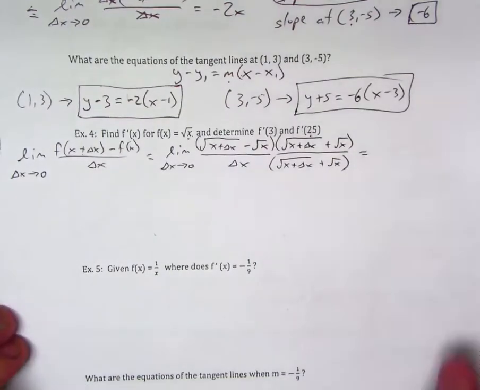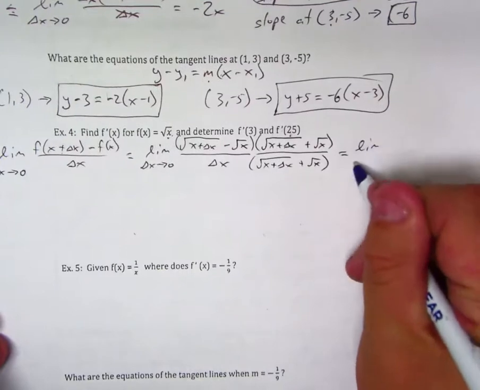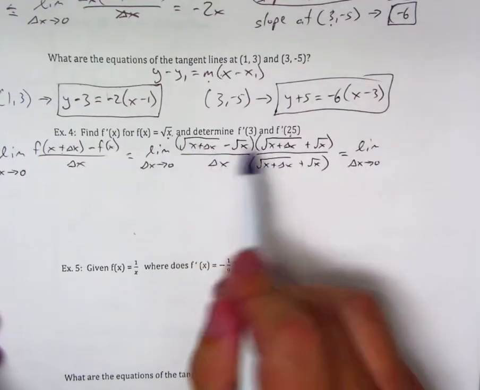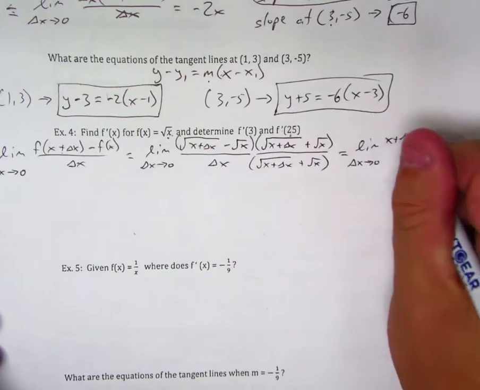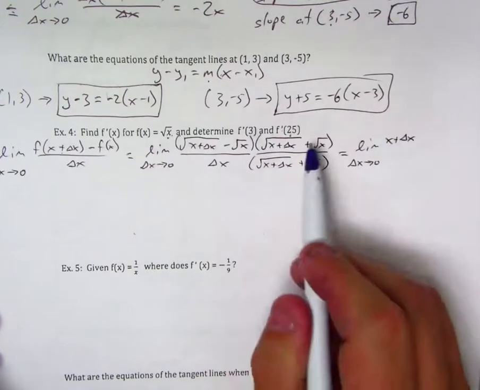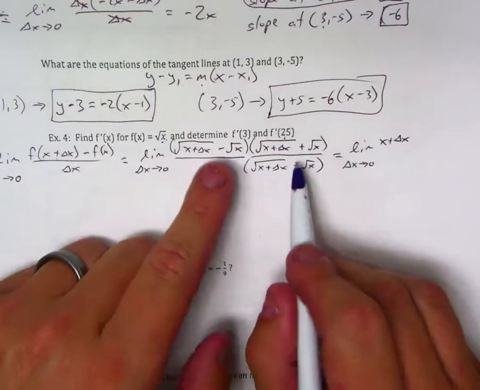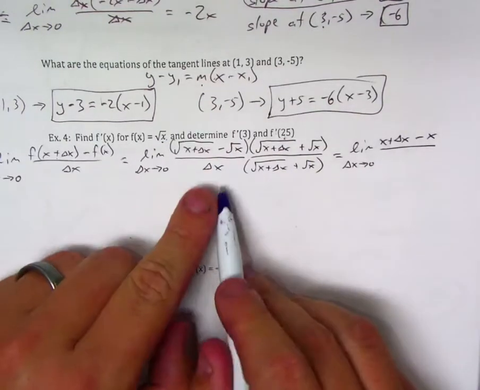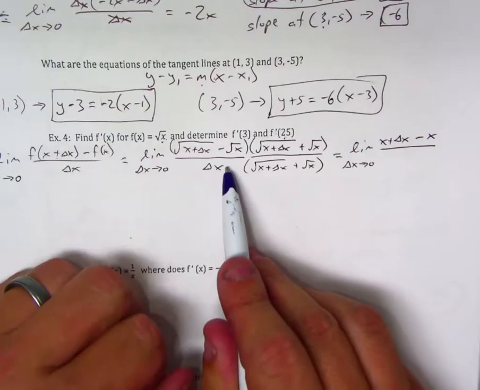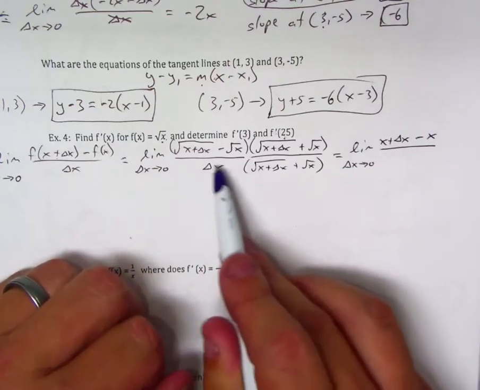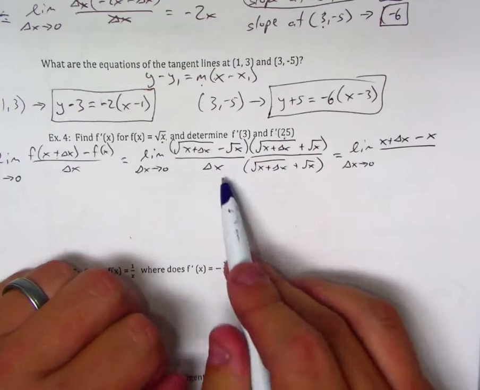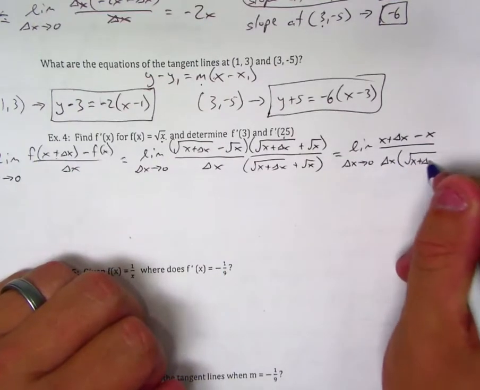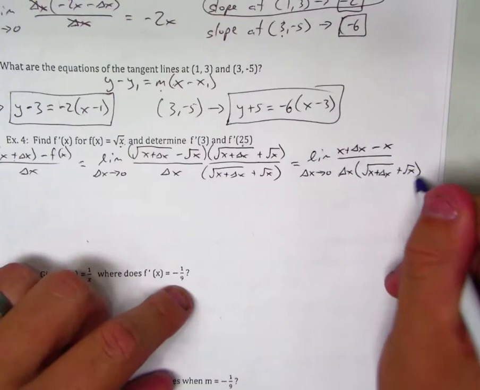Let's multiply. So we have the limit as delta x approaches 0. Let's FOIL the top. So when we multiply the square roots together, you just get x plus delta x. The outer and inner terms are going to cancel. That's the whole point. And then you have minus x. We aren't going to distribute on bottom because understand what the problem is. The problem is this delta x here. We need it to go away. That's what's causing our 0 in the denominator. So leave it separate. So delta x times square root of x plus delta x plus the square root of x.